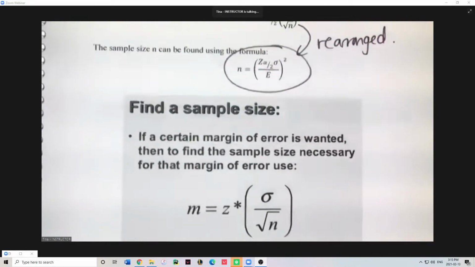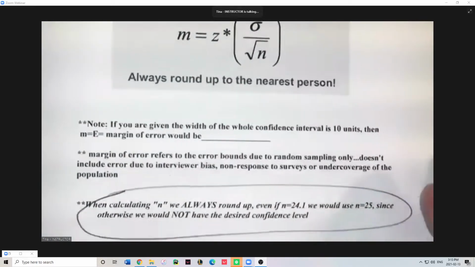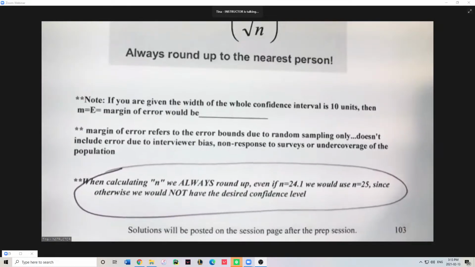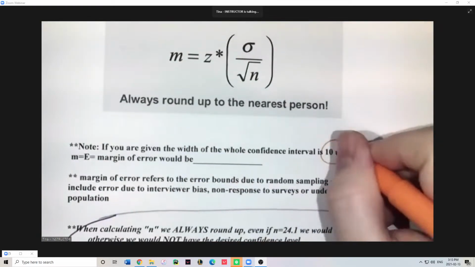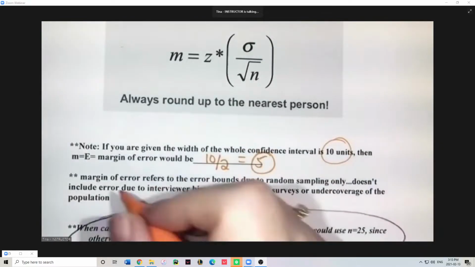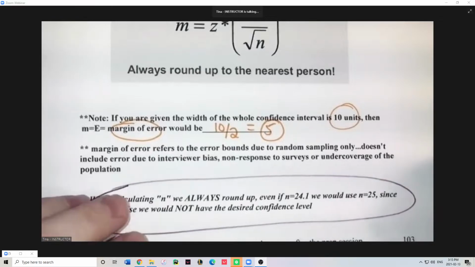And one thing we need to remember is that when we're finding sample size, we always have to round up. So that's at the bottom of your page. So we always round up. Even if we had 24.1, we would still use n equals 25. Otherwise, you wouldn't have the right level of confidence if you didn't round up. So if you rounded down to 24, then if you recalculated, you wouldn't have, let's say, 95% confidence. You might have 94 point something % confidence. If you're given the width of the confidence interval is 10, then make sure you know the margin of error would be 10 over 2, which is 5. The margin of error is what you actually need for the formula, not the width, okay? So make sure you always have your margin of error.